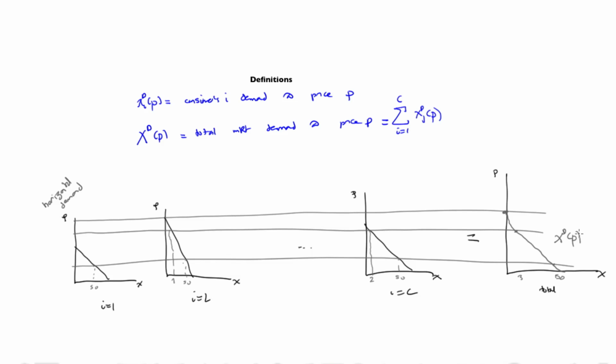Let's think about the economic interpretation of what this means. It tells us, at any price, the total amount that consumers want to buy. The individual demands gave us, at any price, the amount that each consumer wants to buy. The market demand gives us the total amount that consumers want to buy.